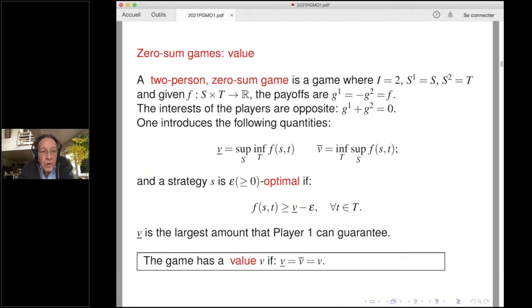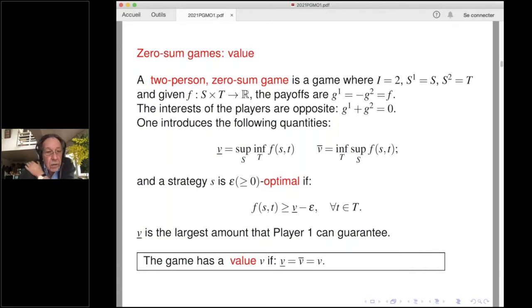In the framework of two-person zero-sum games, we have the notion of value. So a two-person zero-sum game is a game where there are two players, okay? And given a function F from the product S cross T to R, so when there are two players, I denote S_1 by S and S_2 by T. The payoff of player one is F and the payoff of player two is minus F. So the sum of the payoffs is zero, the interests of the players are opposite.